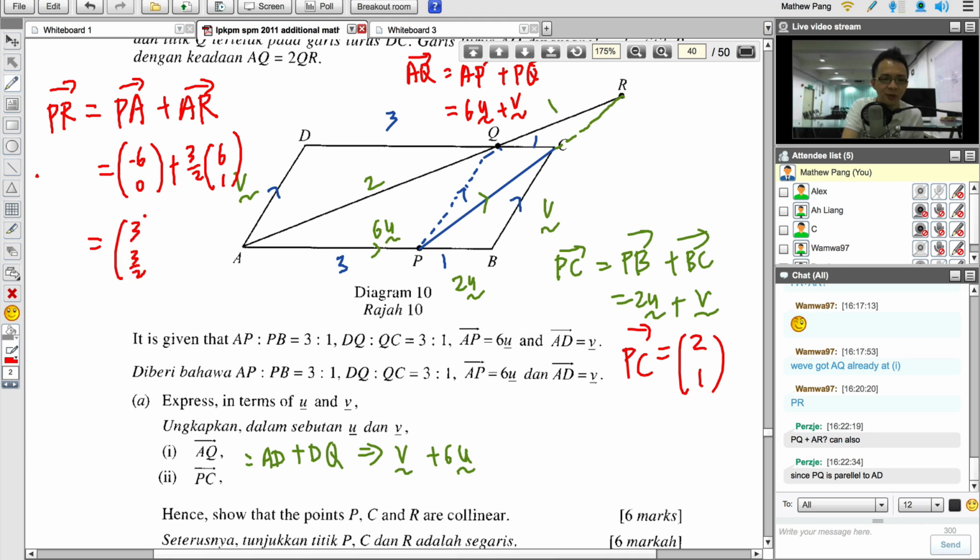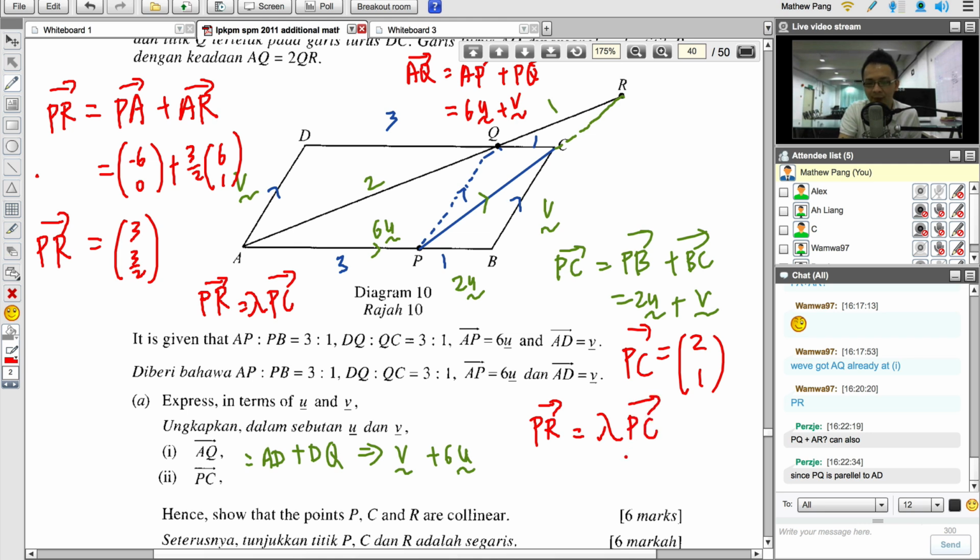If they are collinear, you must write something like this: PR will equal lambda PC. This is what we're trying to find, so we have to find the lambda. Since I got the PR, I will try to link to this one. PR must equal lambda PC. So this is 3 over 2, right? So it must equal something multiplied by this one.